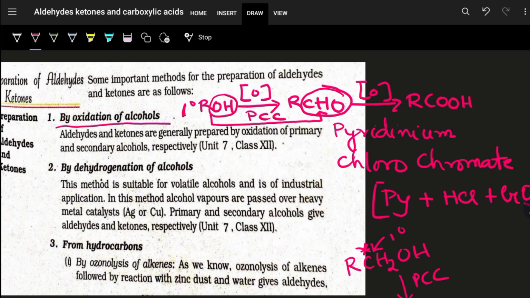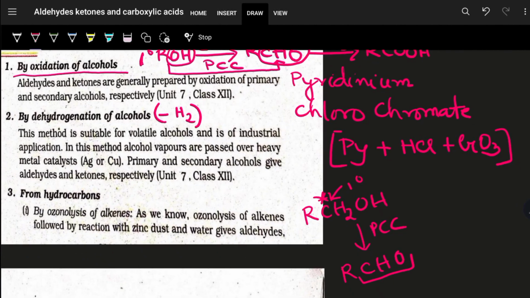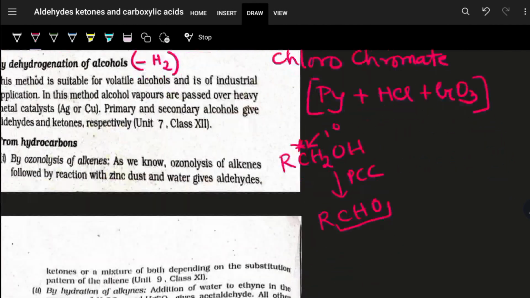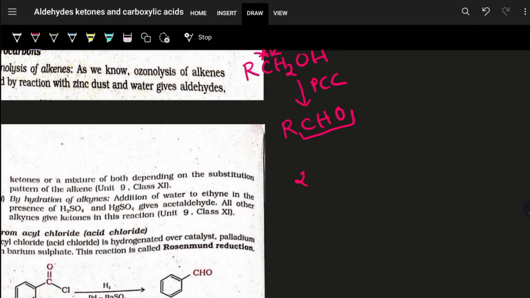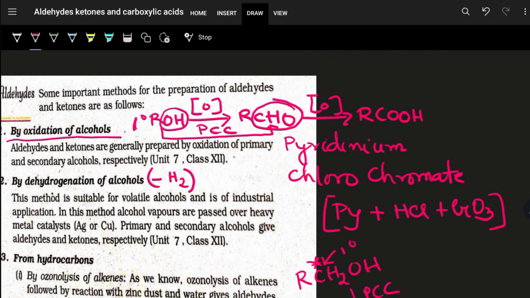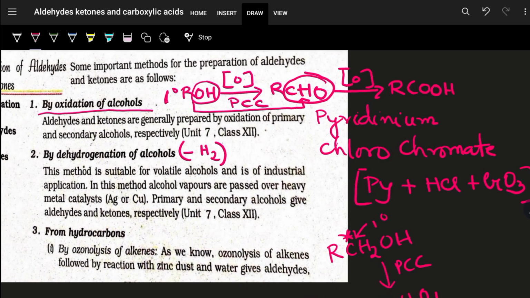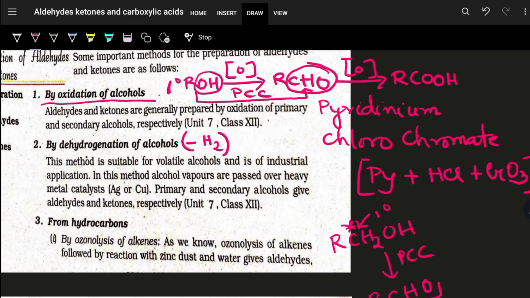Now, oxidation means addition of oxygen or removal of H2. Dehydrogenation means removal of H2. So here again from 1 degree alcohol I can obtain aldehyde, or from 2 degree alcohol we can obtain ketone, either by oxidation or by dehydrogenation. Okay, so this also I can say that 1 degree alcohol undergoes oxidation or dehydrogenation.